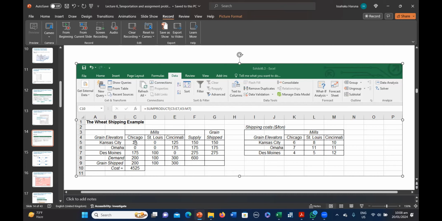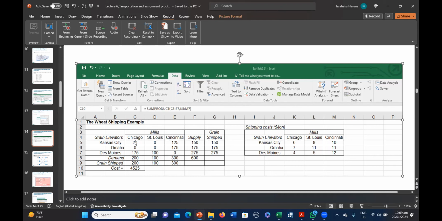So you come to Omaha, you send everything to Cincinnati. Then you come to Des Moines, send 75 to Chicago, 100 to St. Louis, and send nothing to Cincinnati. And then that solves the problem. And the cost is minimized at $4,525.